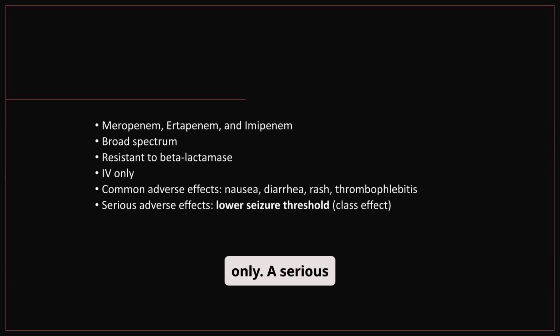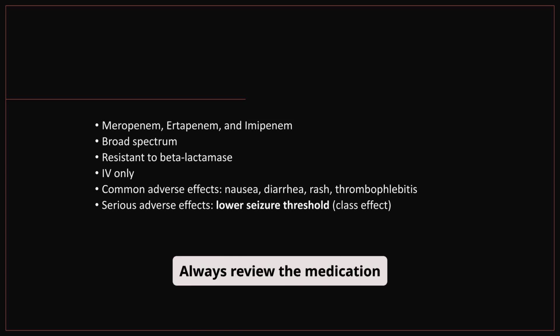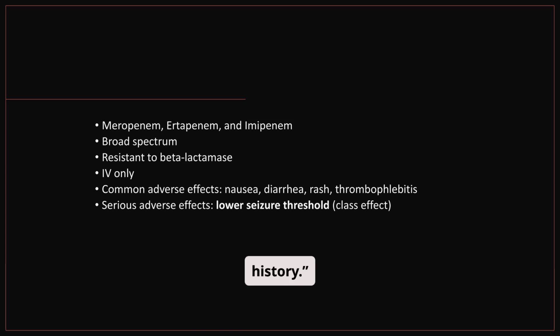A serious adverse effect is a lowered seizure threshold. Because of their potency, carbapenems are IV only. A key risk is neurotoxicity, especially in patients with renal impairment or those on high doses. Watch for signs of confusion, twitching, or seizures. Nursing tip: check renal function and adjust dosing if needed. Always review the medication profile for seizure history.